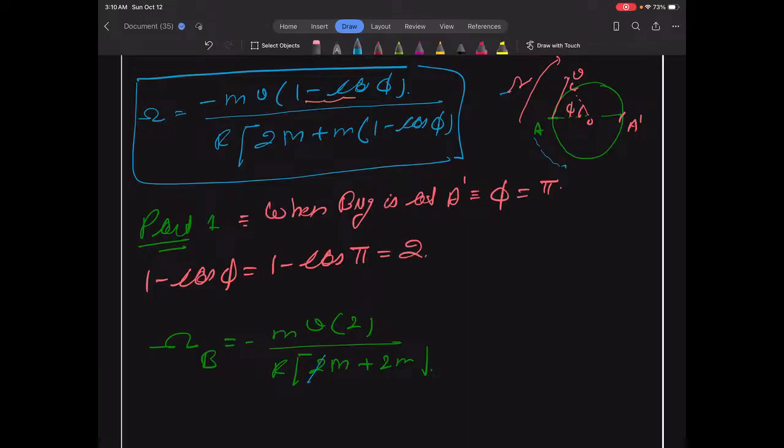This 2 we can cancel out throughout, so this will be equal to minus m times v over r times (capital M plus small m). Please remember this capital M is the mass of the ring, and the small m is the mass of the bug.